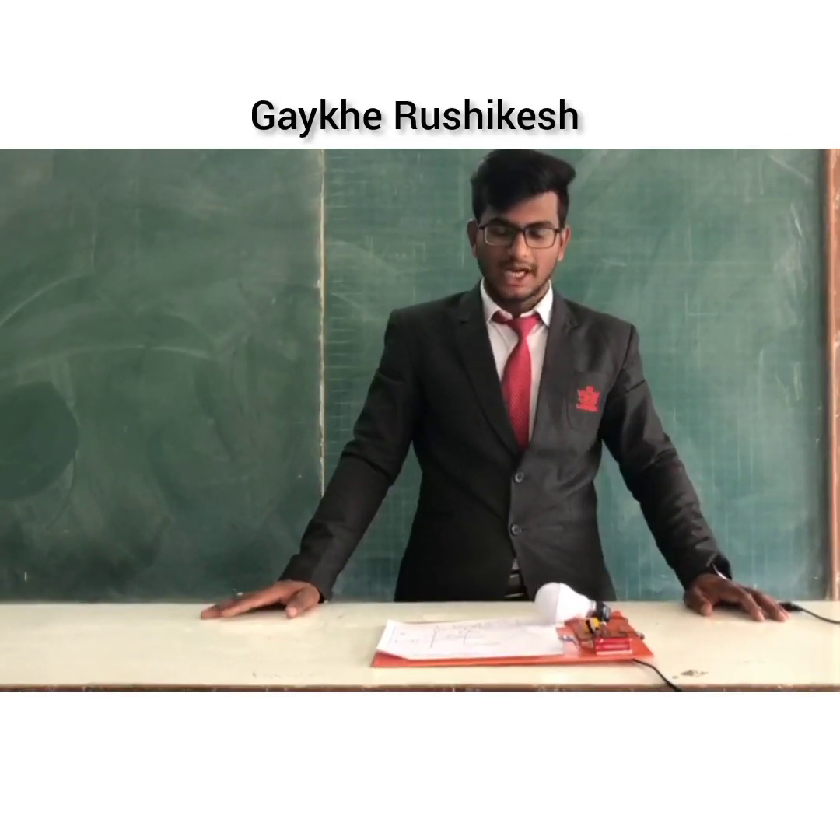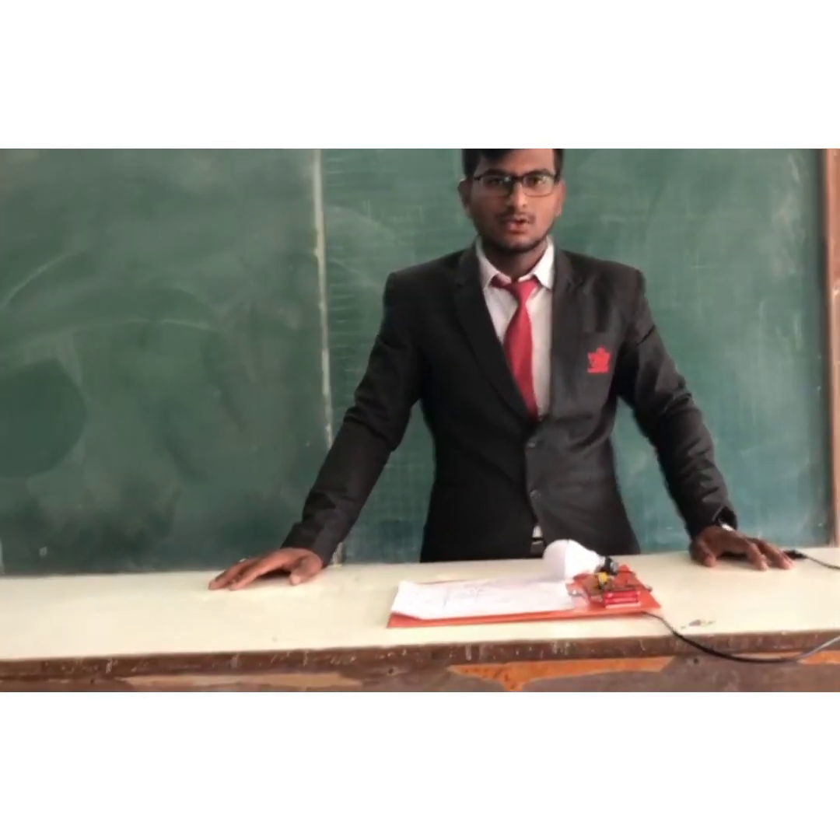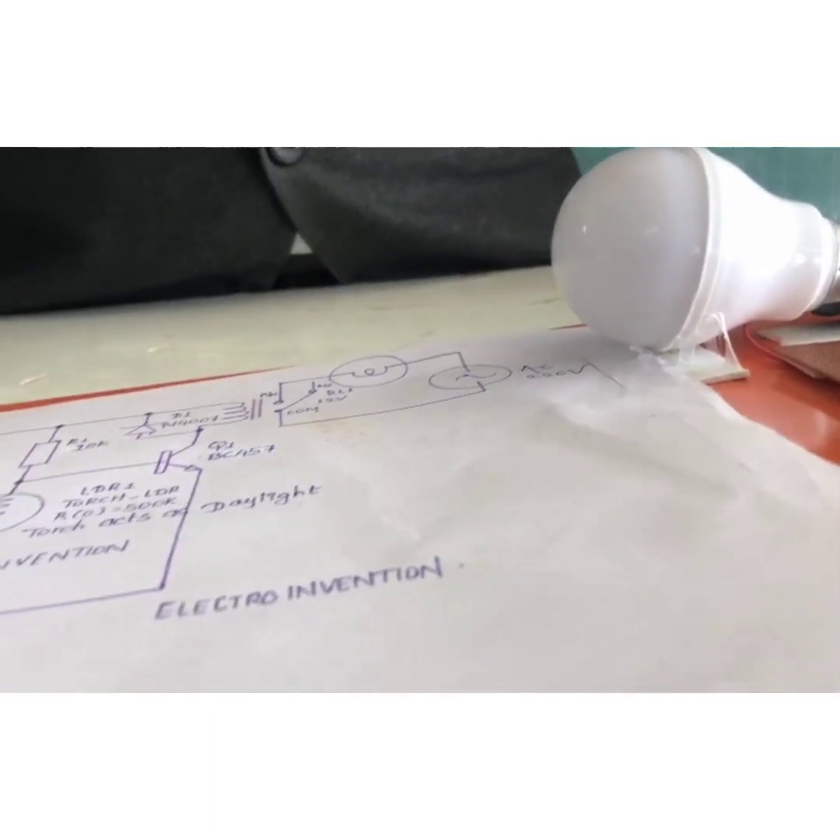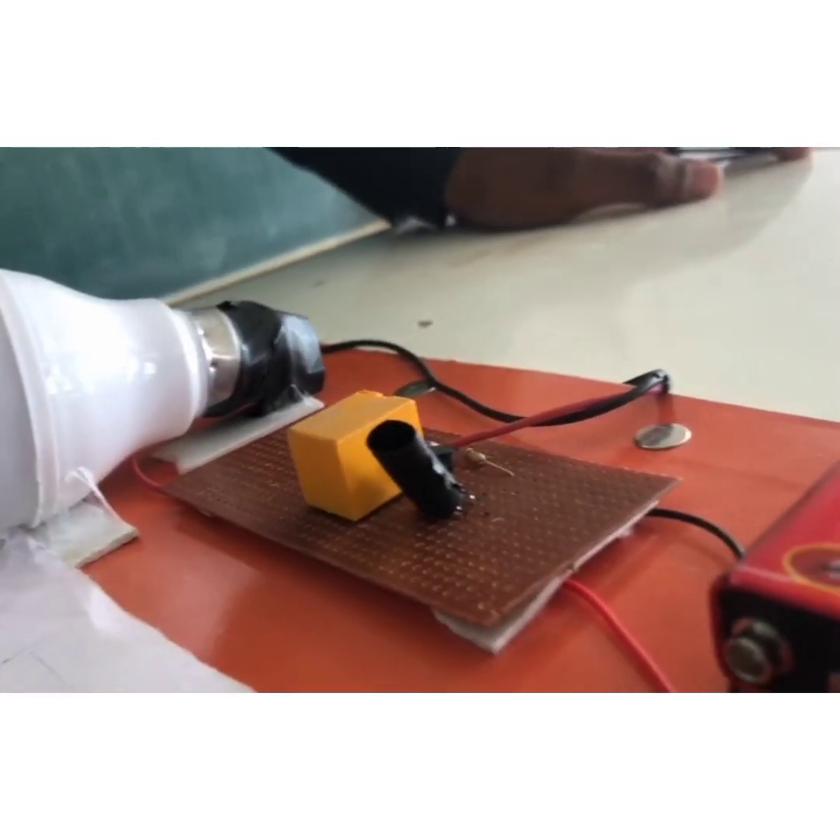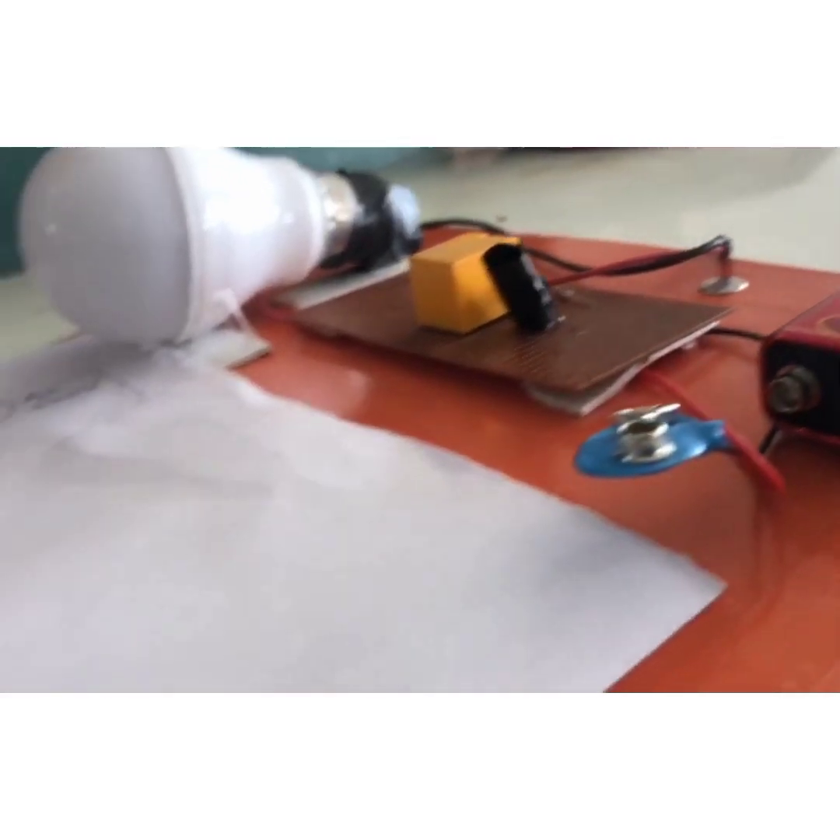Hello friends, my name is Kaike Rushikesh. I will tell you the advantages of the project. During daytime, there is no requirement of street light. So the LDR keeps the street light off until the light level is low. Next, a huge reduction of energy and maintenance cost. Fewer traffic accidents due to increased visibility of hazards.